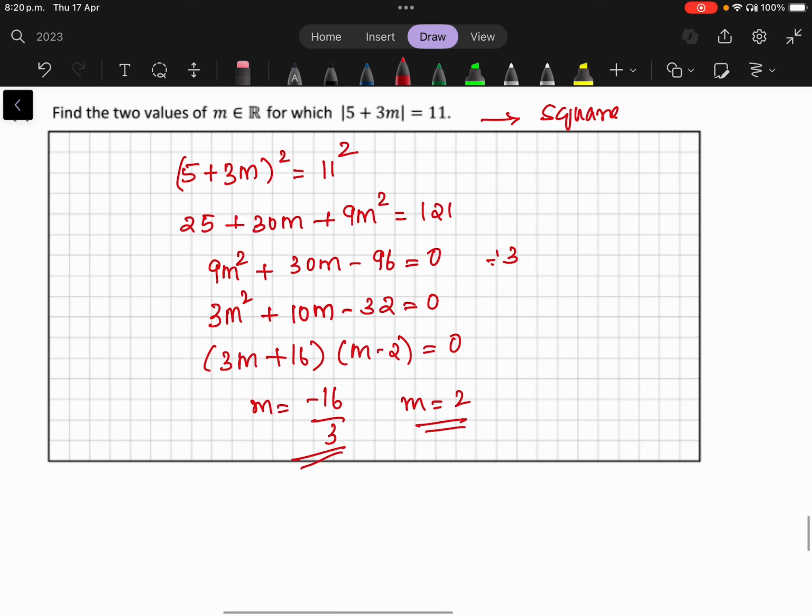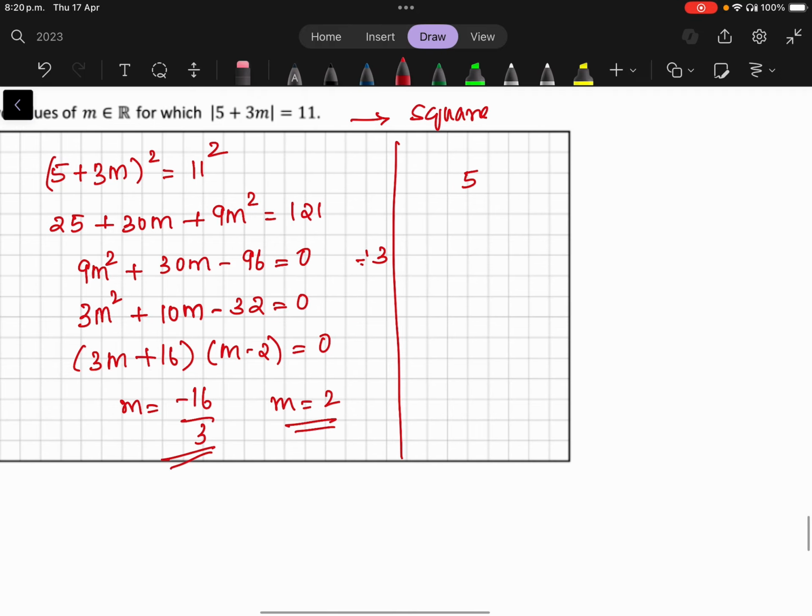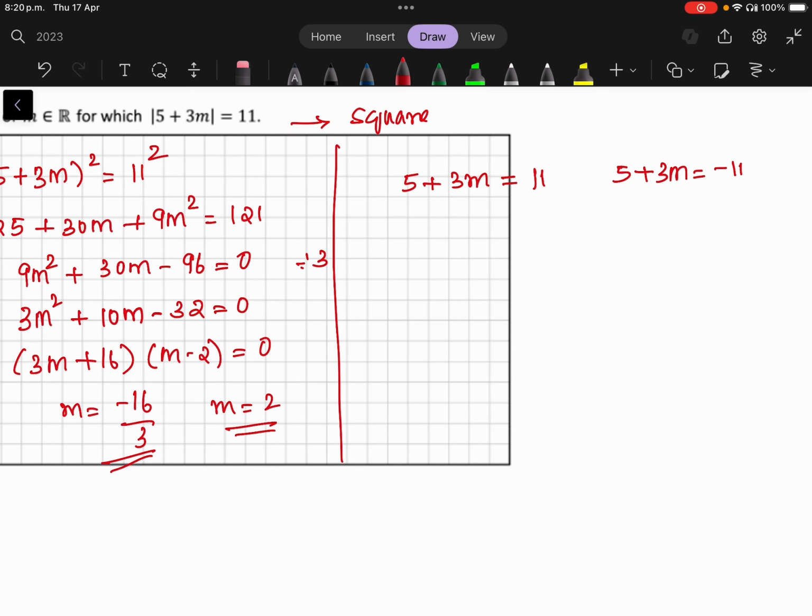Okay, there's one more method which you can use here. Since it is a modulus, I will quickly explain that also. Since it is a modulus, I can write it as 5 plus 3m is equal to 11, or 5 plus 3m is equal to minus 11, because it is modulus. Okay, you can write it as positive 11 or minus 11, and here 3m is equal to 6, m is equal to 2, and 3m is equal to minus 16, m is equal to minus 16 over 3.